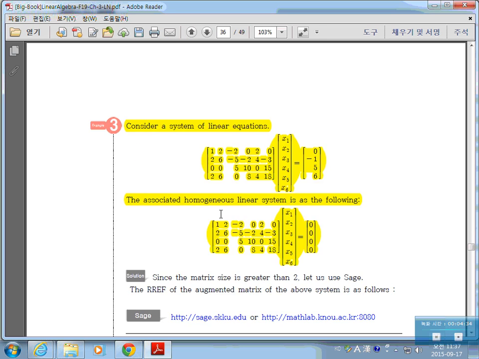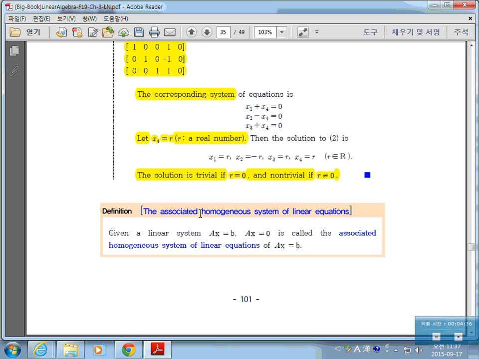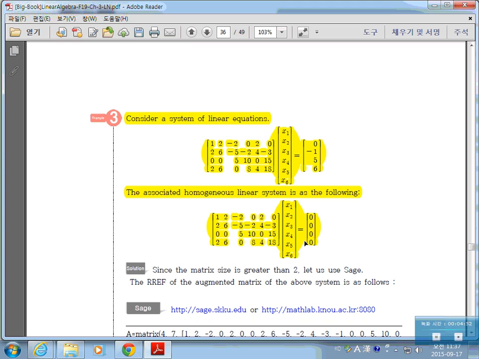Okay, then this is important. The associated homogeneous system of linear equations. Given a linear system of equations, AX equals B, then AX equals 0 is called the associated homogeneous system of linear equations of AX equals B, like this. This is the linear system of equations AX equals B, then the associated homogeneous linear system can be written in this way.